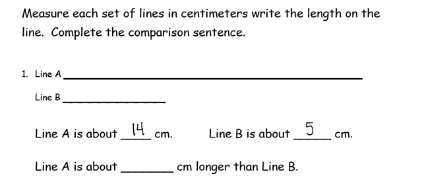The question says line A is about blank centimeters longer than line B. The key here is to read the question carefully, so we're looking to see how much longer line A is compared to line B. A couple of different ways I can come up with that answer. I could start at 5 and count on from 5 to get to 14, and that would tell me how much longer A is than B. Or I can look at this as a subtraction problem, the difference between the two measurements. 14 minus 5 equals 9. So line A is about 9 centimeters longer than line B.